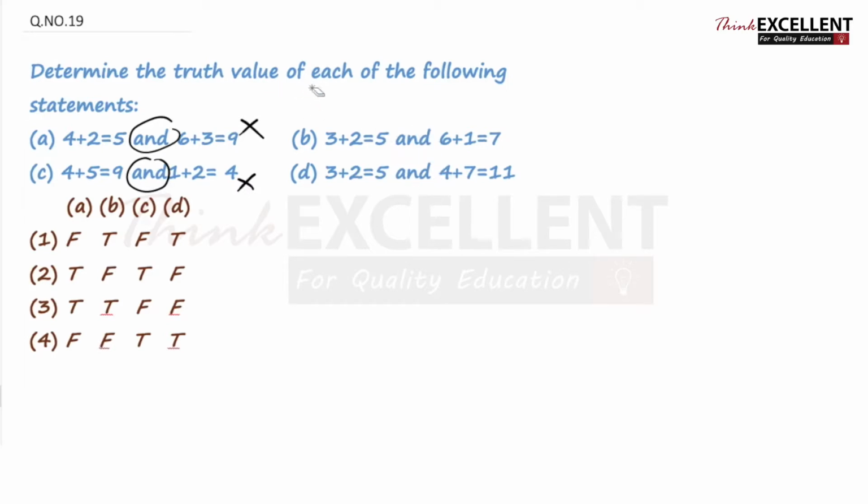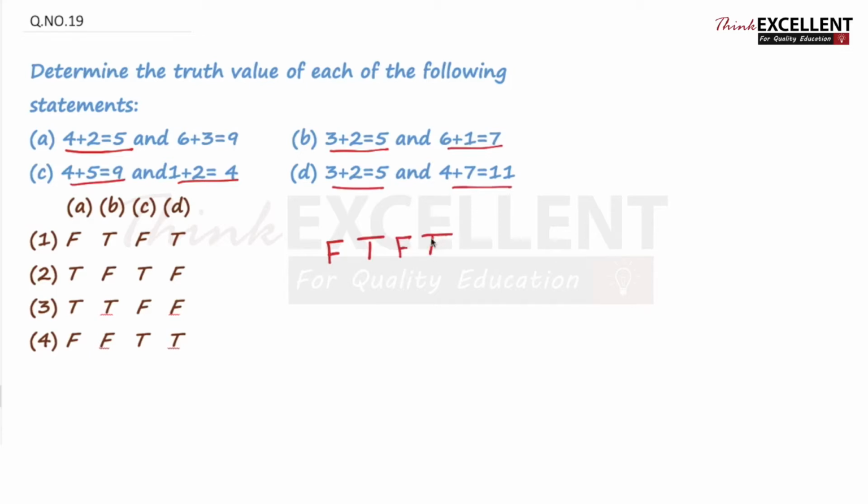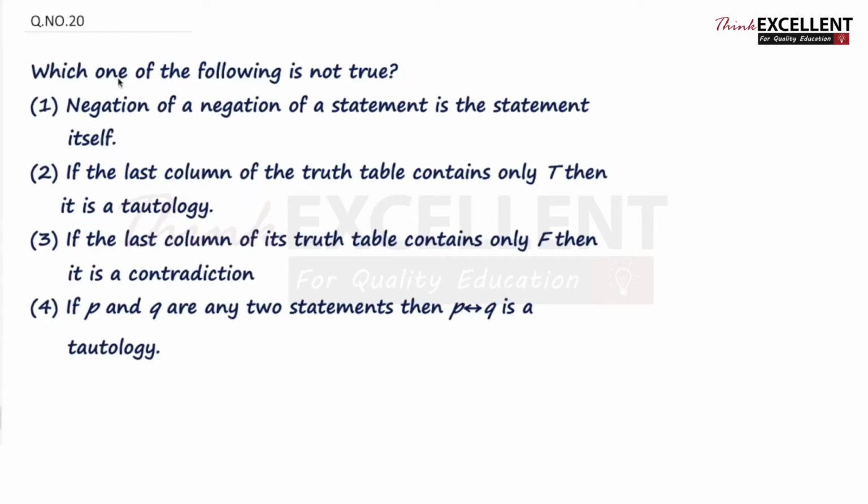Determine the truth value of each of the following. Please listen. The first one has a wrong part, so the first one is false. Second one, this is true, this also true, and both are true, so the statement is true. Here, this is true, but this is false, so totally it is false. Here, this is true, this also true, so totally it is true. The correct option is false, true, so first option, right?